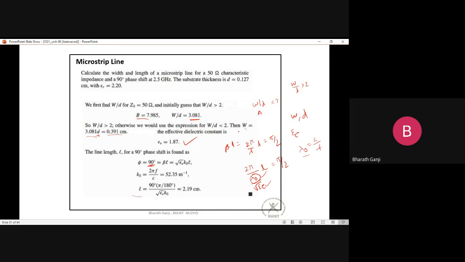Now if I take a microstrip line, okay, whose width is how much?